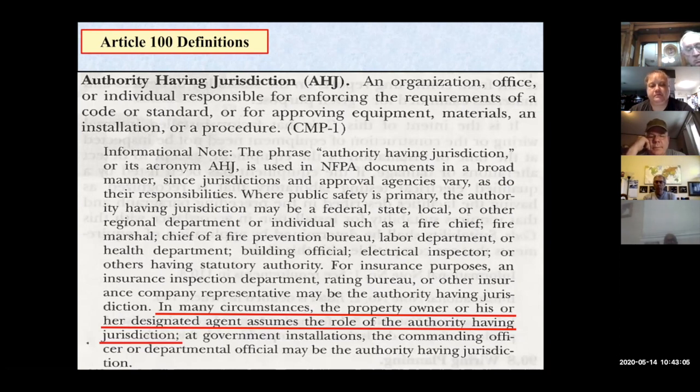But I just want to point it out because I get involved in this. Often I get called in and get designated as the authority having jurisdiction. I kind of don't like that, but on the other hand, I'm just trying to help when I can.